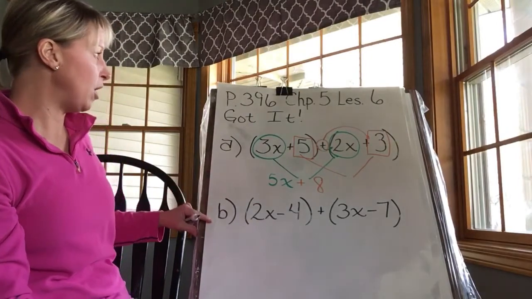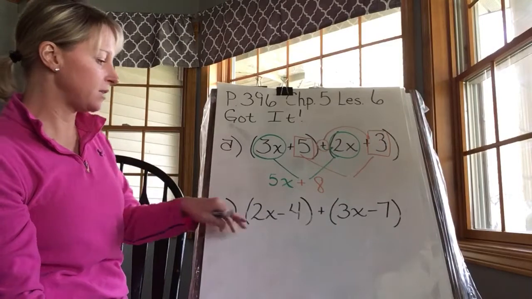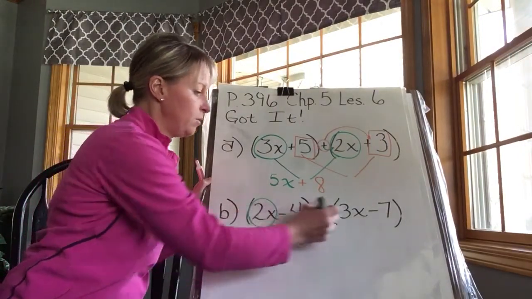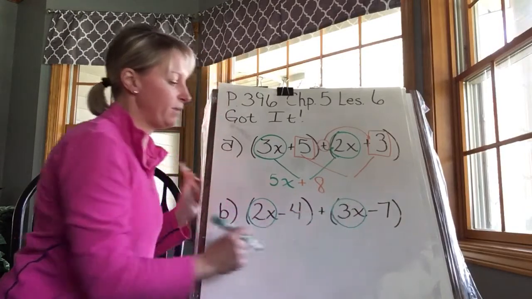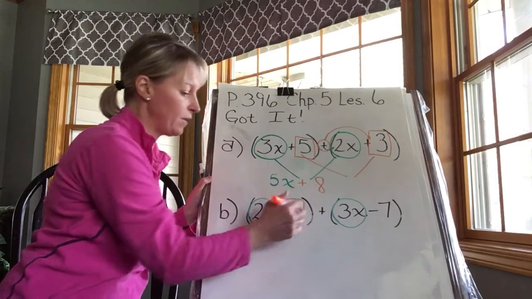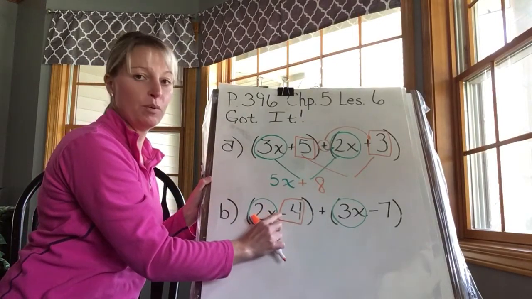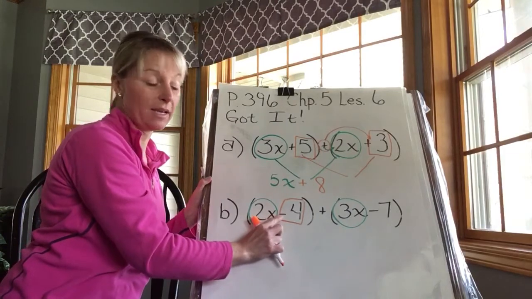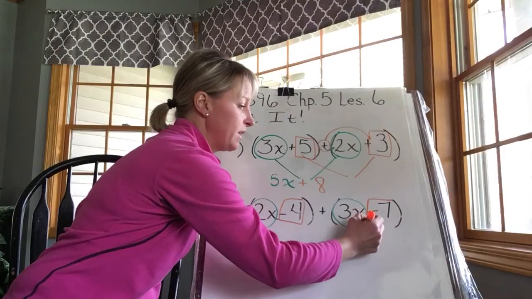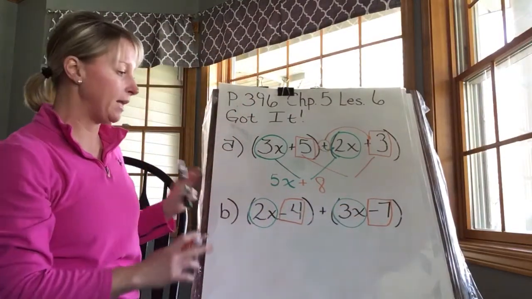Our second example, on B. Remember, we're on page 396, chapter 5, lesson 6. Combine like terms. I'm going to circle my 2x and my 3x, and I'm going to put a box around the numbers. Now notice, this is a subtract 4. I am going to put that subtraction sign with that box, because it's like a negative. Again with the negative 7, or minus 7, so you're treating it like a negative sign.